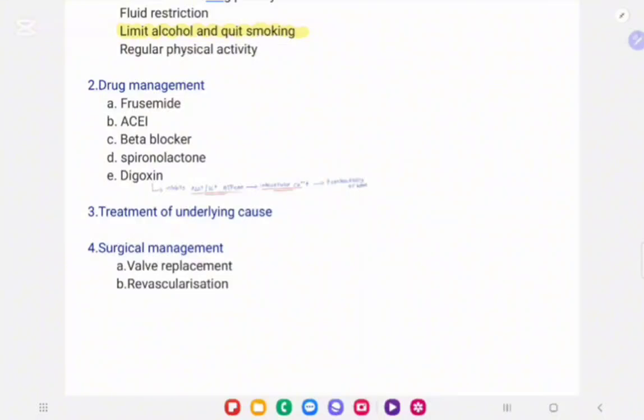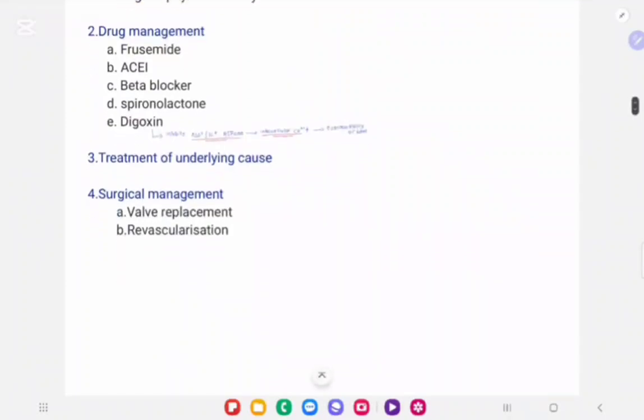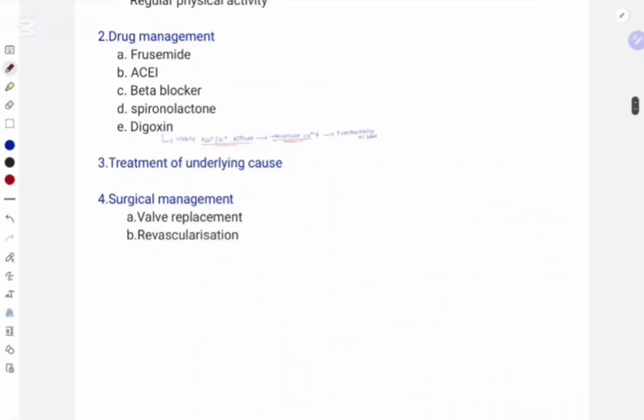Next, we are going to talk about the ACE inhibitors. The ACE inhibitors inhibit the renin-angiotensin-aldosterone system and reduce the afterload. That prevents the remodeling and progression of heart failure. Next, we will move to the beta blockers. The beta blockers reduce the sympathetic activity and help to reverse the remodeling of the heart.